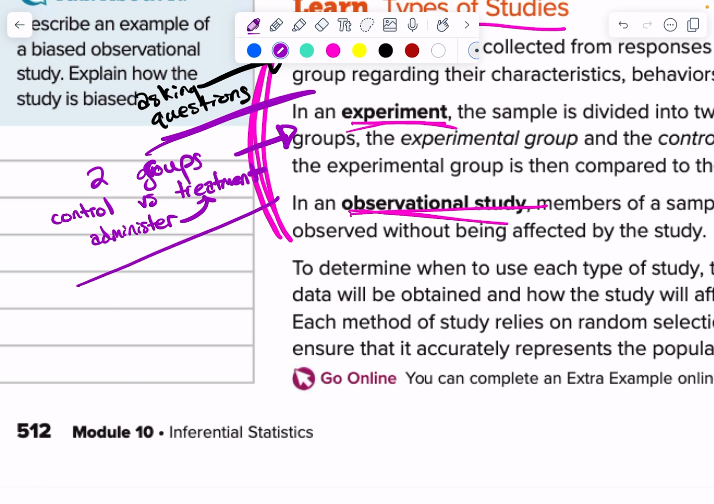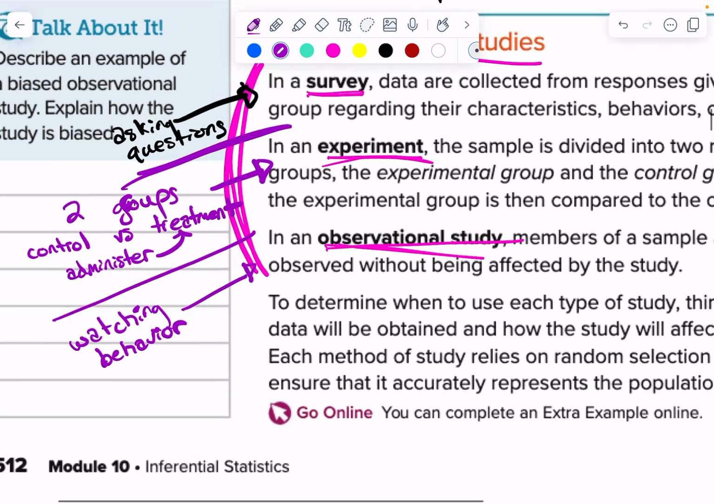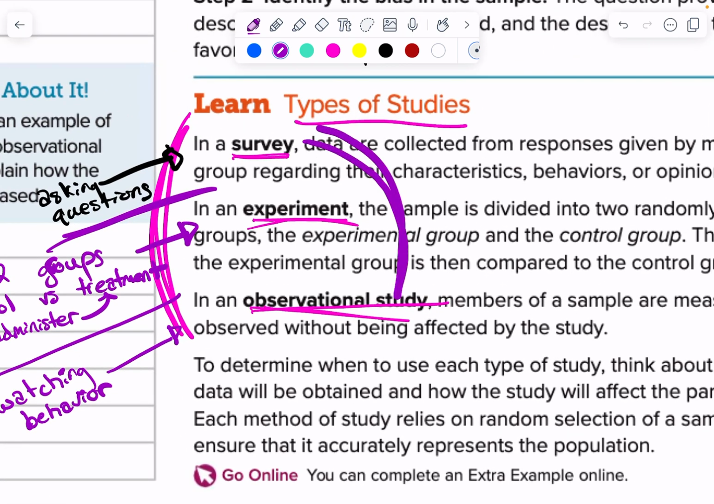Now, observational study is just watching, I'm going to say watching behavior. Now, watching behavior, you have to be very careful. And let me give you an example of when I would want to do an observational study over a survey. And this is going to sound weird, but just go with me on this.